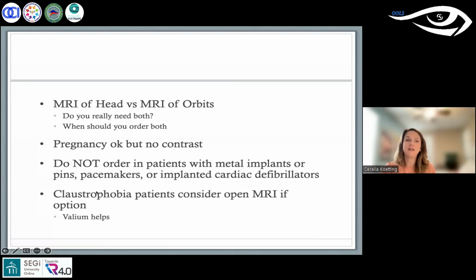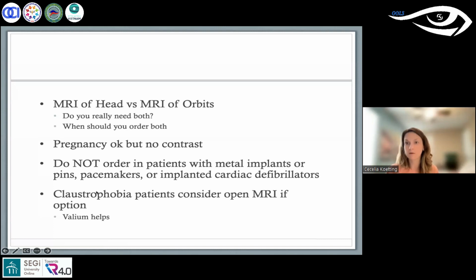With the MRI of the head versus the orbits, well, guess again, if I get an option of one, which one do I want? Well, the orbits are in the head, so I do get some of the scan of the orbits when I get a head. So if I can only order one, I'm going to order an MRI of the head.